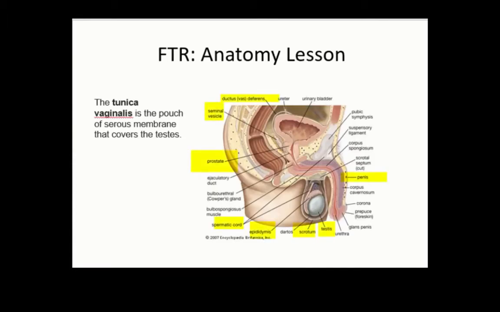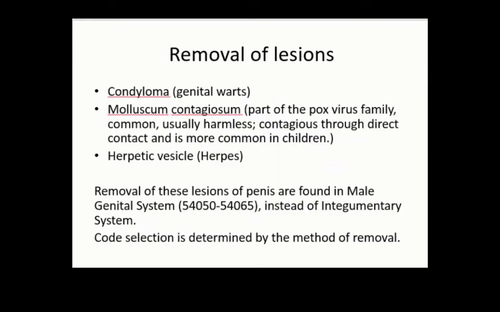Everything else will be the PowerPoint slides, and I'm going to be highlighting the male genital system topics that are covered in the code book. Only a few things are covered in this part of the body in the textbook. One is the removal of lesions, because I think that's fairly common. I've identified a few here, and note that the code selection is determined by the method of removal, whether it be cryosurgery or however they do it.